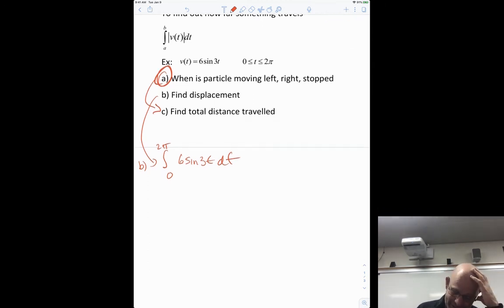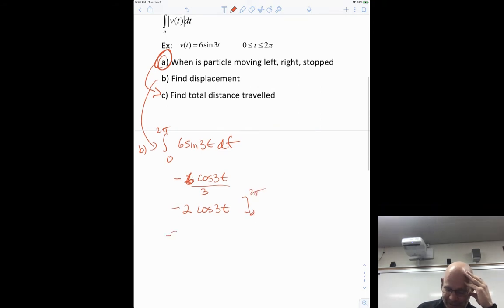So if I integrate this, it looks like I'm going to get a negative 2. Let me make sure I get that right. I'll leave that 6 there just so you can see it. It's cosine 3t divided by 3, right? So negative 2 cosine 3t, from 0 to 2 pi. I'm going to factor out the negative 2. We get cosine of 6 pi minus cosine of 0. 1 minus 1, which is 0. So our displacement is 0.